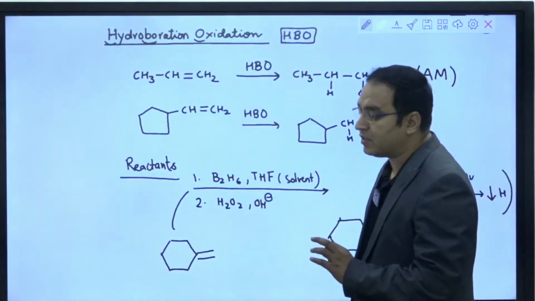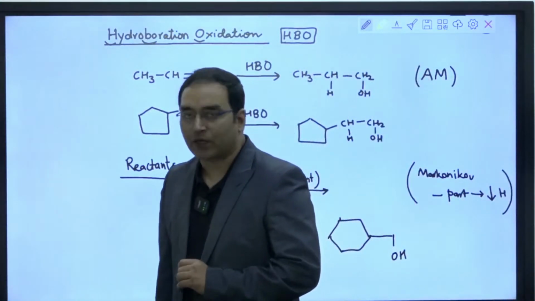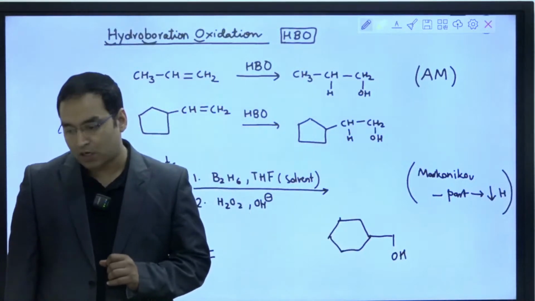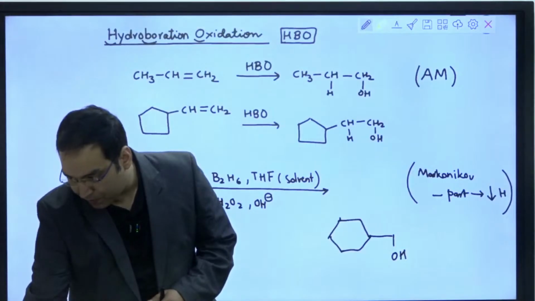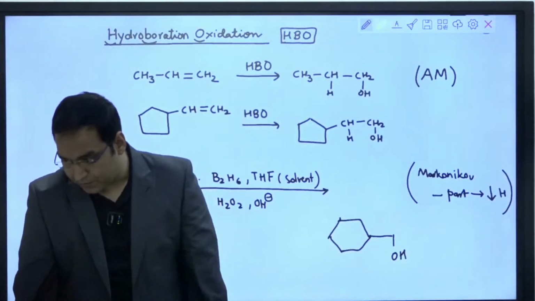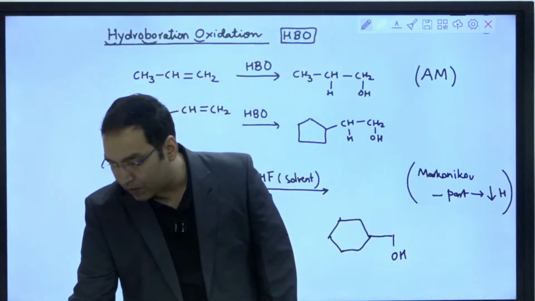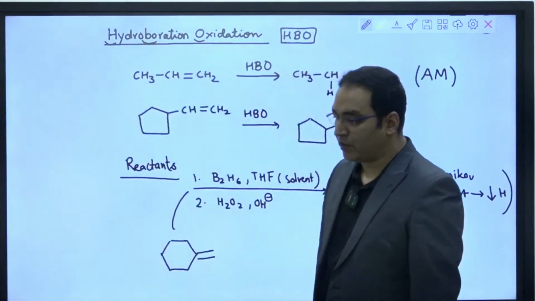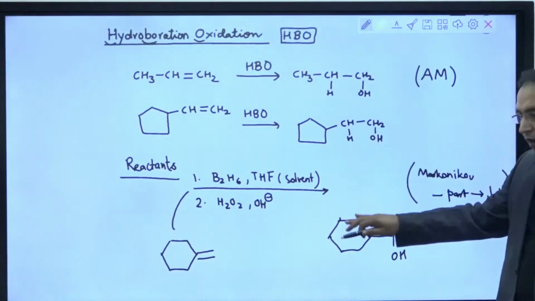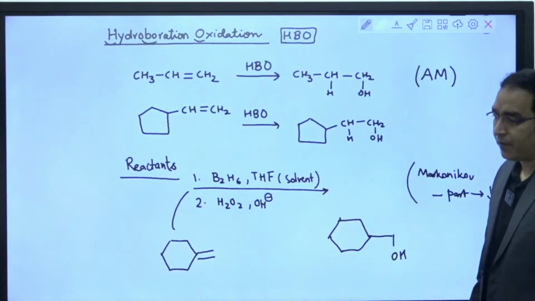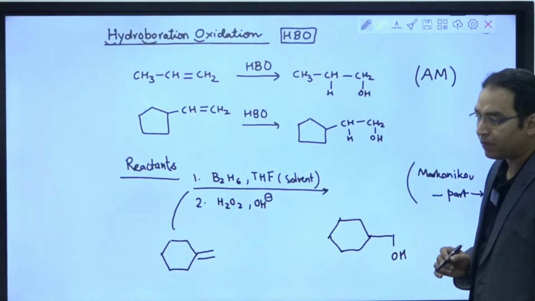Can you mark the answers of this type question? Is it clear, everybody? Yeah, this is anti-Markovnikov addition, right? This is example of anti-Markovnikov. Yeah, please tell me once again. We'll talk about this whole mechanism, don't worry. We'll show you why it is happening anti-Markovnikov, okay? So first you write down this part. Is it done?